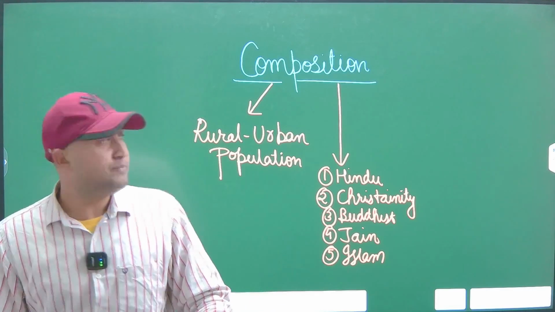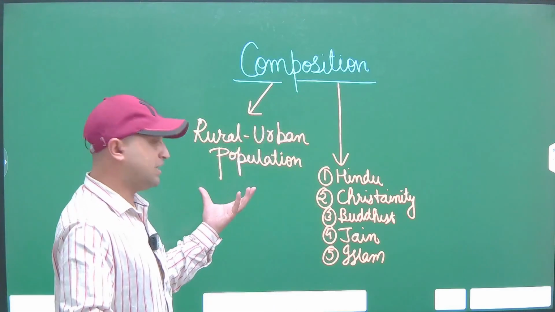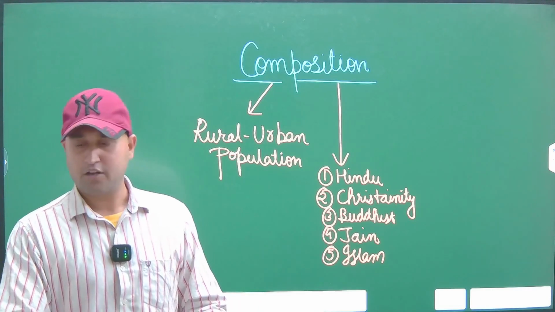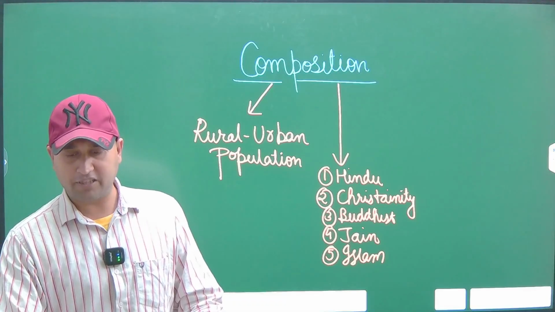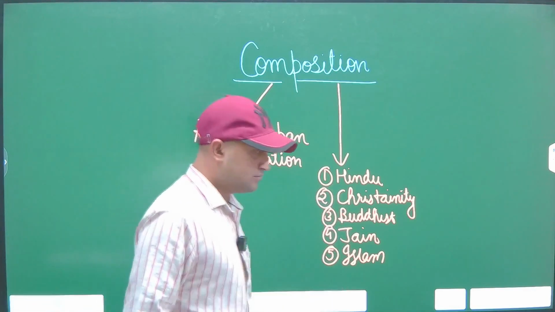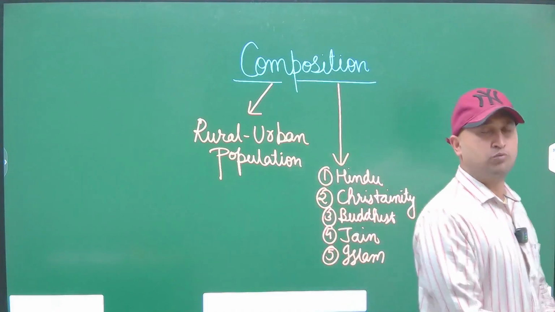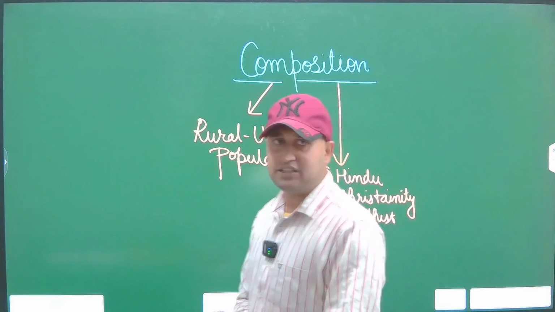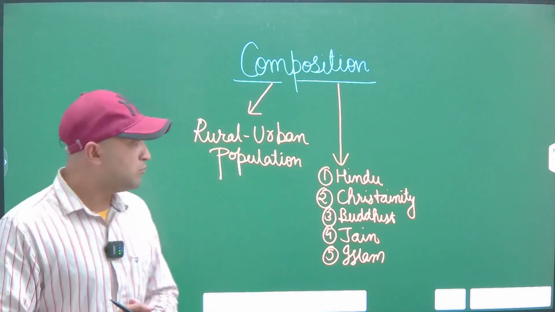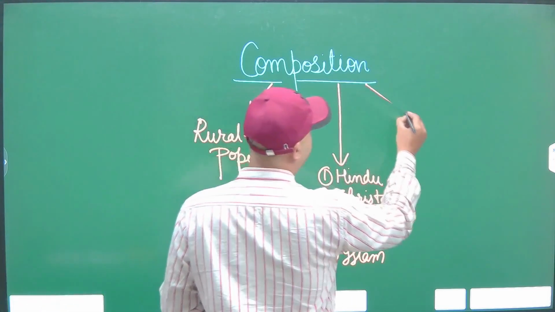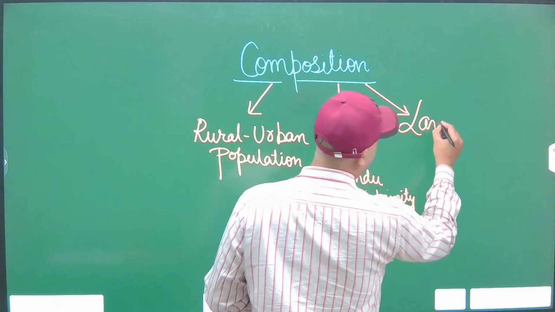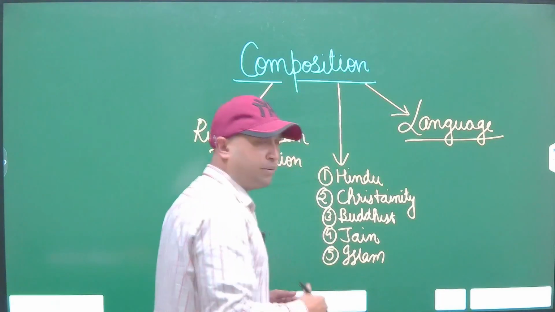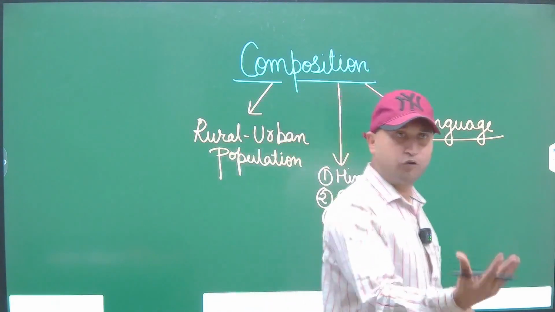So this is the composition on the basis of per capita income or access to infrastructure. We have rural population and urban population, and now on the basis of religion, we have Hindu population, Muslim population, Christian population, Buddhist population, and Jaina population. The third and most important composition is based on language. People speak different languages. Some people speak their native language, a folk language.